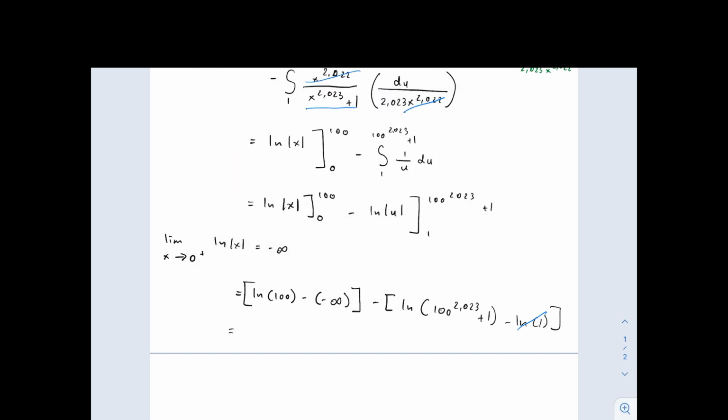What we're left with is the natural log of 100 plus infinity minus the natural log of 100 to the power of 2023 plus 1. Now, we can combine the natural log terms together by the natural log rules, and you'd get something close to 0. But because we have plus infinity, this entire integral goes to infinity. And that tells us that this integral diverges.